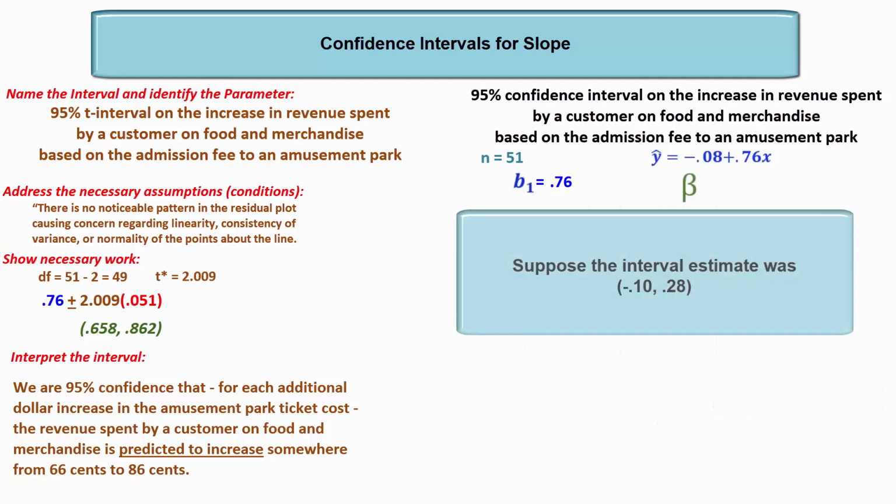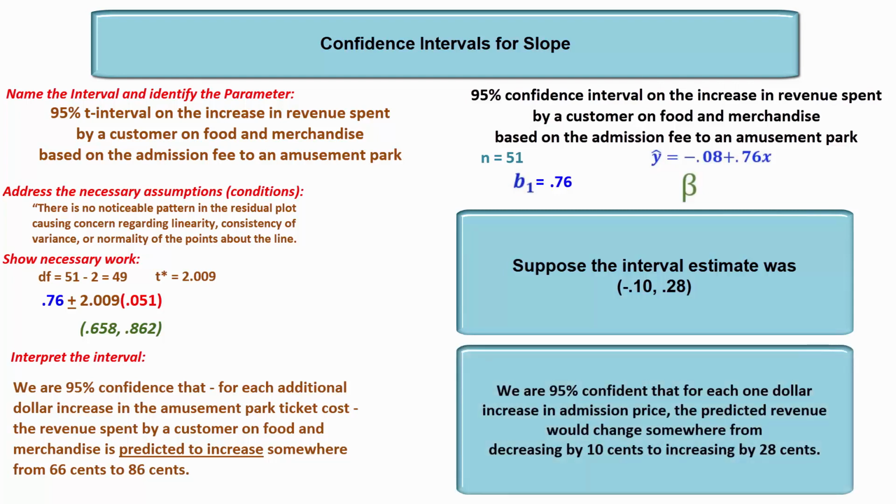In cases where an interval is from a negative slope to a positive slope, we need to accurately describe what's implied. For example, if our interval had been negative 0.10 to 0.28, we would say that we are 95% confident that for each $1 increase in admission price, the predicted revenue would change somewhere from decreasing by 10 cents to increasing by 28 cents. A decrease would not be good.